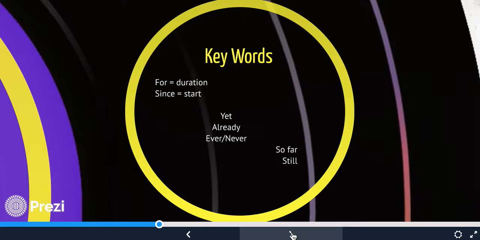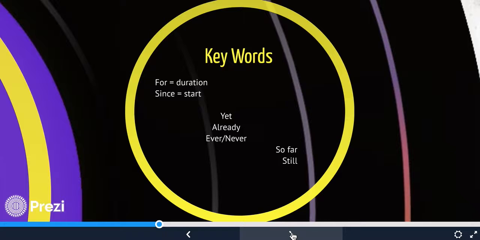Yet and already can both be used in questions. Yet shows surprise. Yet and already are different in the affirmative or negative. So yet is used in negatives, already is used in affirmatives. So I haven't done my homework yet. I have already finished my homework, or I've already completed the assignment.